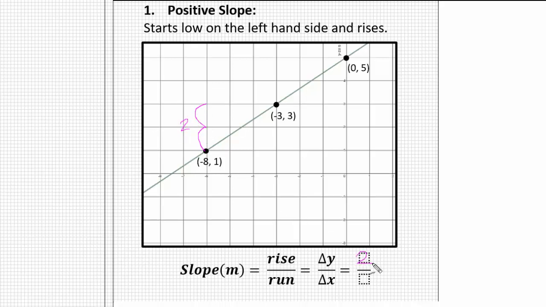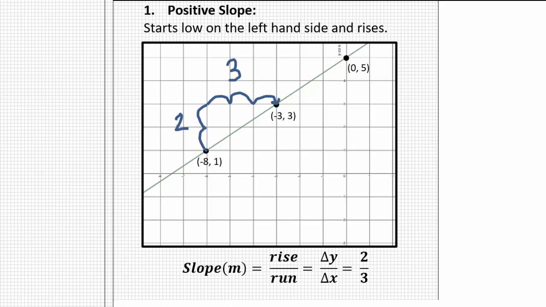So that would be our change in y. And then it runs 1, 2, 3 to the right. So this would be a 3. And you always want to check to make sure it should be the exact same between any points on the line. So if I then look at the next 2, it goes up 2, 1, 2, and so again it goes up 2, and then it runs 1, 2, 3. So that's the exact same. So the slope of this line is a positive slope that is 2/3.